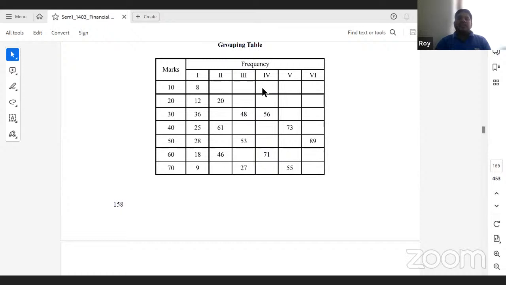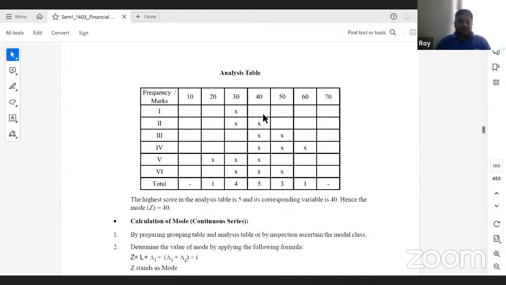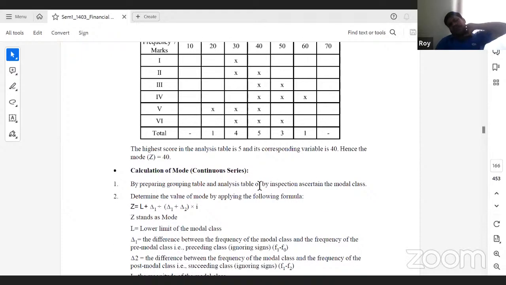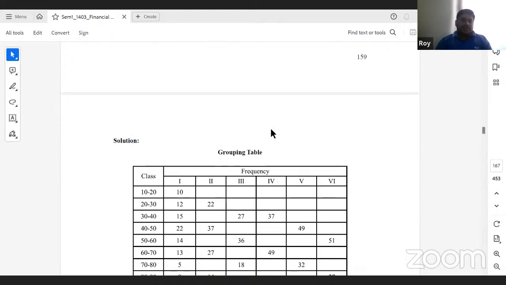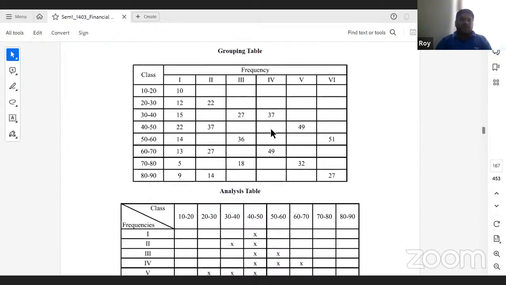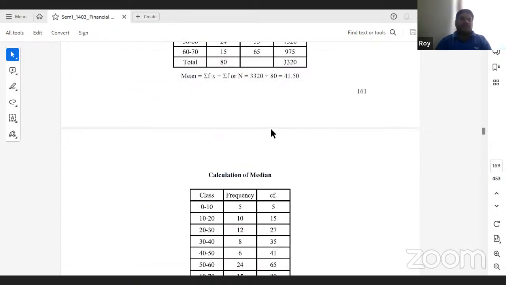And wherever the empty values are there, put stars like this. Where more stars are there, you put 5. You calculate all these stars and you will get the mode for the continuous series. You can go and look at this analysis table for the same answers. So this is about the mode.